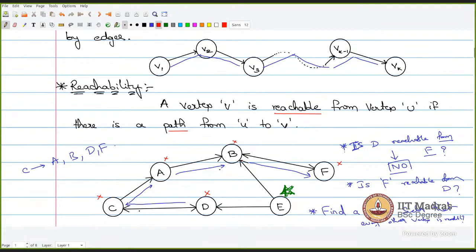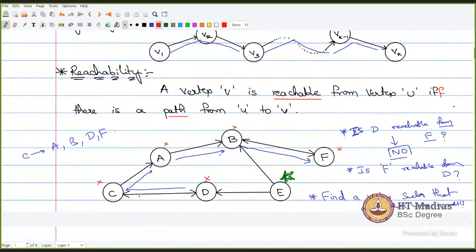So this is about reachability and paths. Reachability implies a path. What I mean is, if you have a path, then one vertex is reachable from another vertex. If one vertex is reachable from another vertex, then there is a path between those two vertices. So this is an if and only if condition.